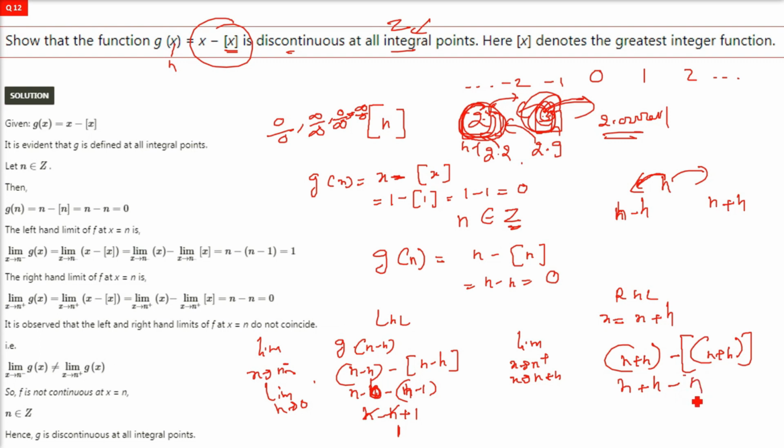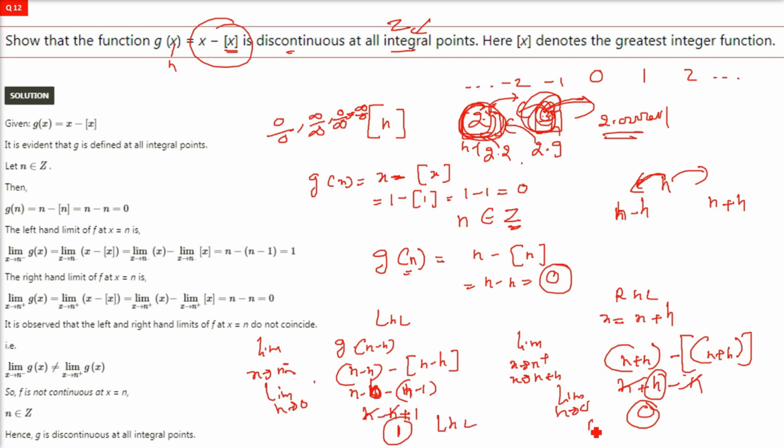So n plus h minus n it will be, and n gets cancelled, h is 0. So when you apply a limit h tends to 0, it is going to be 0. The left hand limit is 1, right hand limit is 0. The value of the function at some value n is going to be 0. So these three values don't match, two values match.